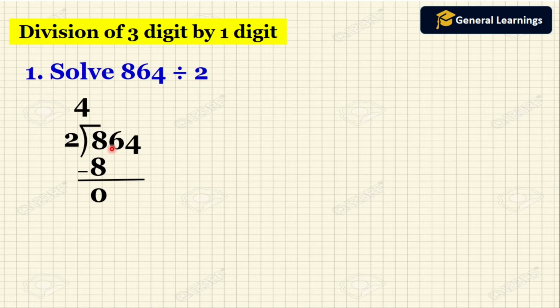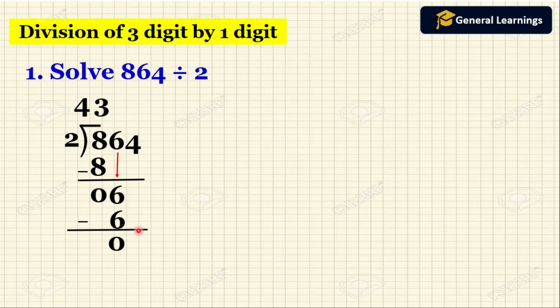Now we need to move to the next digit, which is 6. Bring this digit 6 down and write it next to 0. Now we need to divide this 6 by 2. For that we need to check the multiplication table of 2. The table tells us 2 threes are 6. So we write this 3 in the quotient and write the product 6 below 6, and then draw a line, then subtract. We get the answer as 0.